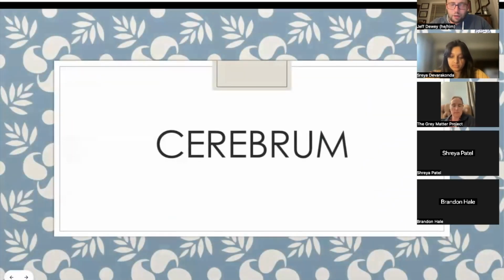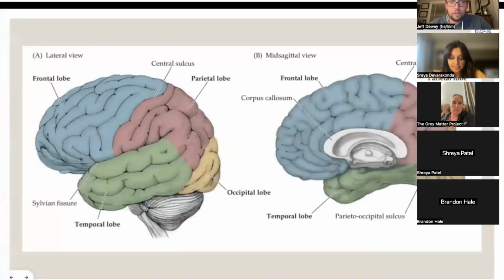So let's talk about the cerebrum in a little more detail. The cerebrum is the most top-wise component of the brain, really everything above the diencephalon, and it has a number of different structures in it, but we really divide it into lobes. And the main lobes are the frontal lobe, the parietal lobe, the temporal lobe, and the occipital lobe.